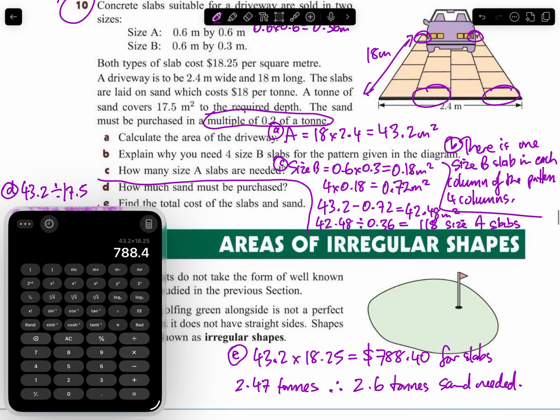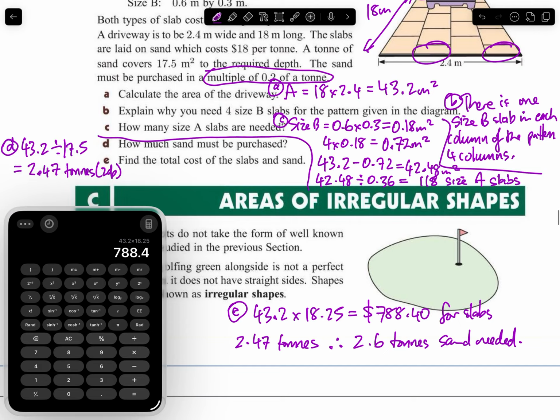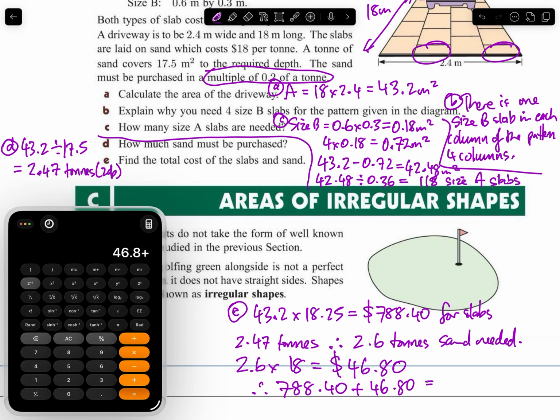Sand costs $18 per ton. We know how many tons it is, so 2.6 times 18 is $46.80. So total cost is going to be $788.40 plus $46.80 equals $835.20.